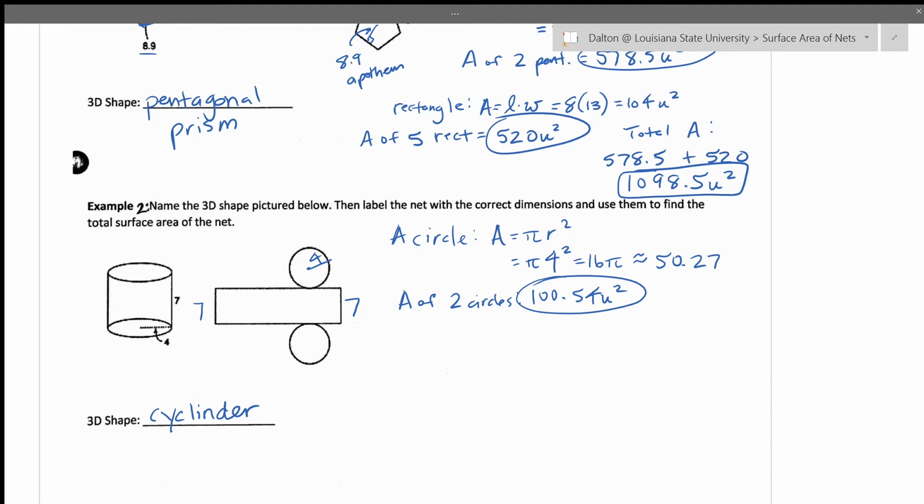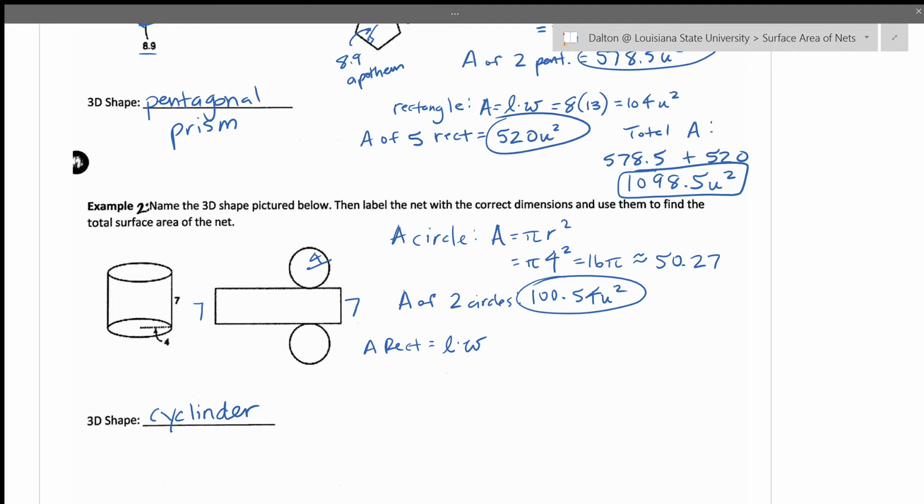Okay, the next thing we have to find, so that takes care of the circles. Then we just have to find the area of this rectangle and then add it there. So earlier we said the area of a rectangle is equal to length times width, or base times height, however you want to think about it.